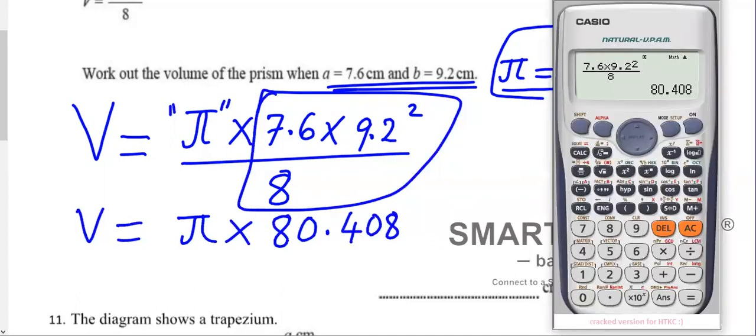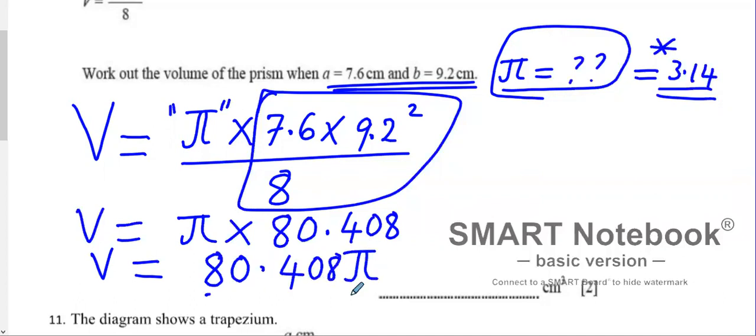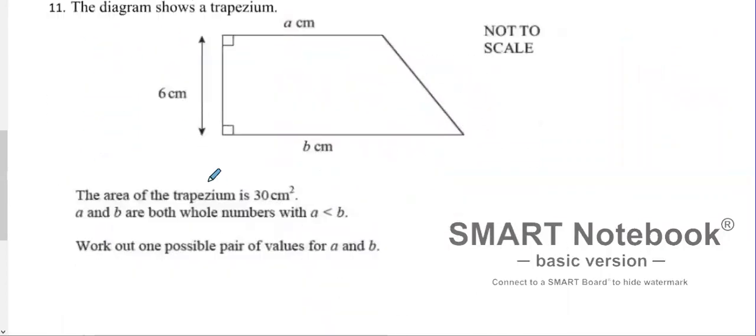Let me check it. 87.6 times 9.2 squared divided by 8. The answer is 8.408. Right? So now your conclusion will be 80.408 pi. So the answer will remain with pi. I hope that is clear.